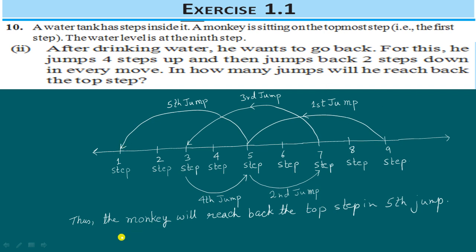In how many jumps will he reach? Therefore you can say that the monkey will reach back the top step in the 5th jump. Again you see, this is the first jump, this is the second jump, this is the third jump, this is the fourth jump, and this is the 5th jump, right? Therefore we can say that the monkey will reach back the top step in the 5th jump.